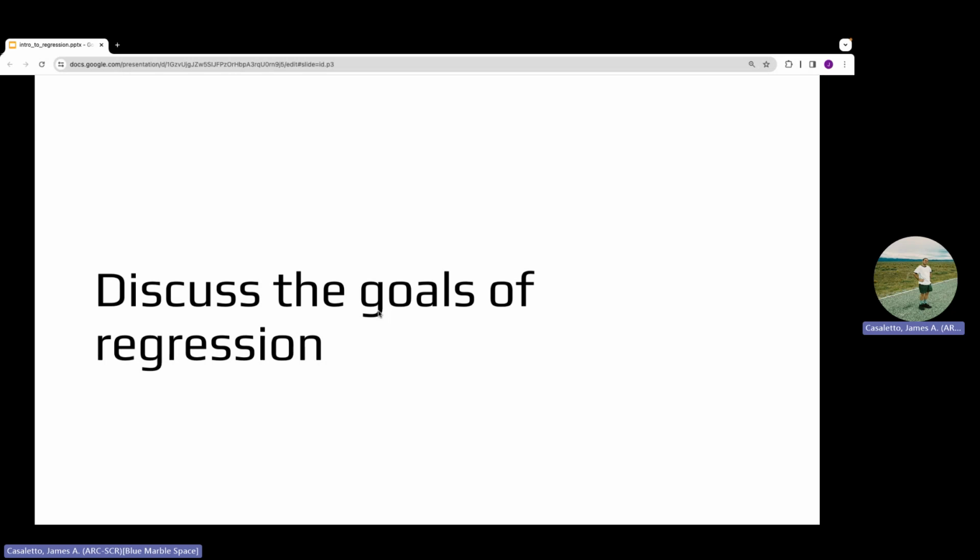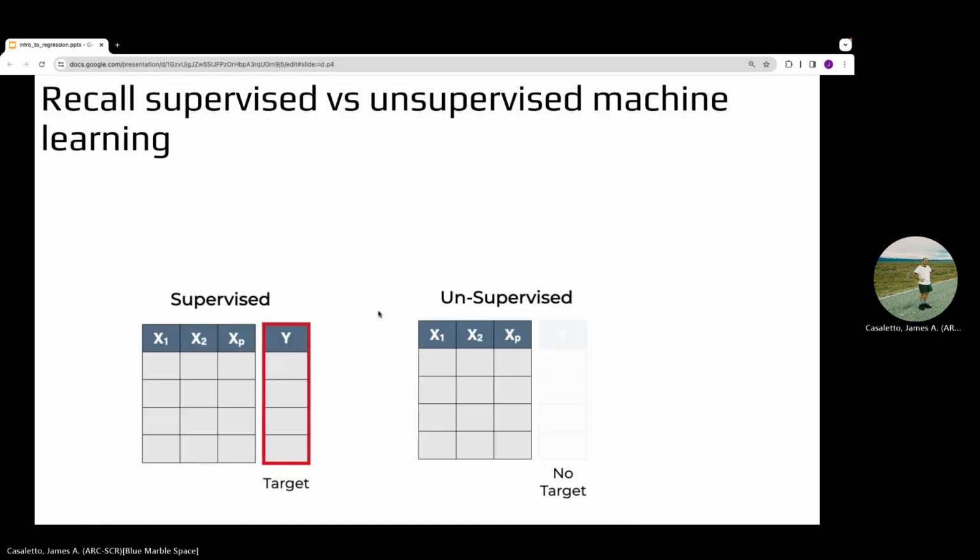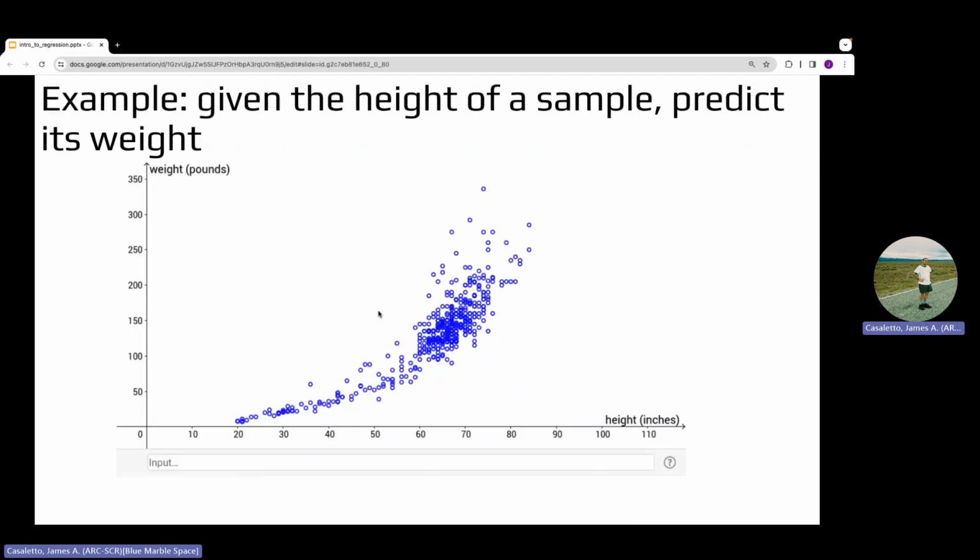In this section, we'll discuss the goals of regression. Recall we have two families of machine learning algorithms, supervised learning, which uses labeled target values, and unsupervised learning, which does not use labeled target values. Regression is a supervised learning algorithm, so we will use regression to predict a target or label based on the inputs x1 to xp. For example, suppose we have collected and recorded the weight and height of many individuals, and we wish to predict the weight based on the height.